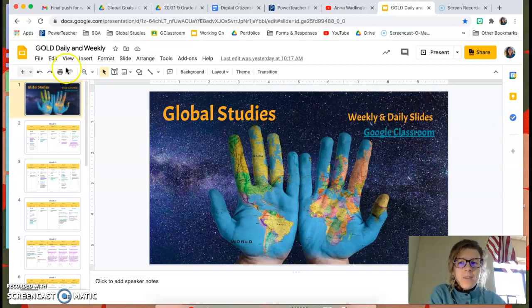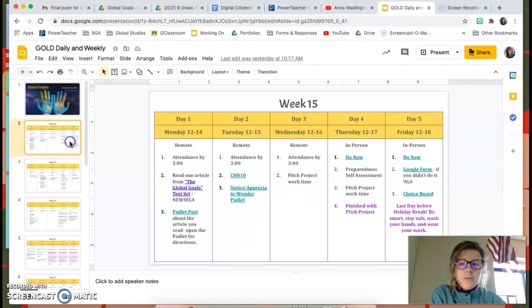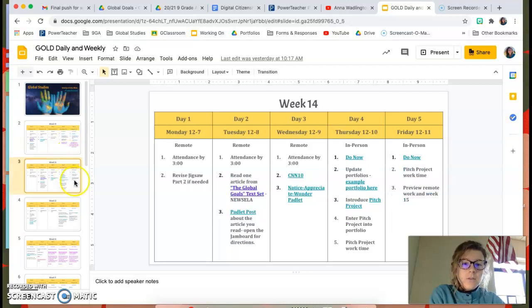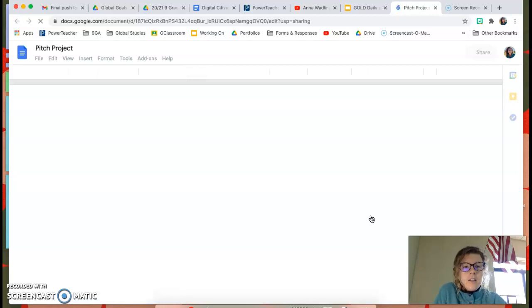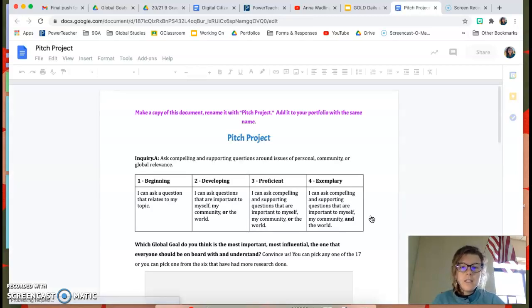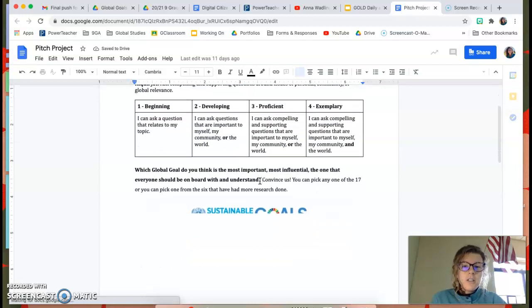I'm going to get to it through the gold weekly slides, but if you're in the green cohort, you also have access to it. So if you go down to week 14, this is our current week, go to week 14. Gold pitch project is linked under Thursday. Green cohort, yours would be linked under Monday on your schedule. So this is the document that you need, and there are directions on here.